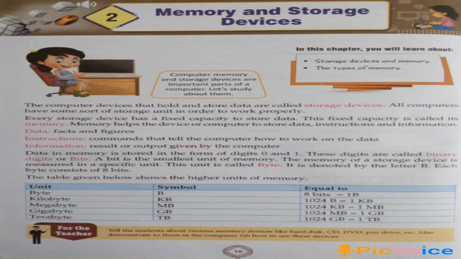The table given below shows the higher units of memory. Unit, symbol, equal to: byte, B, 8 bits; kilobyte, KB, 1024 B equal to 1 KB; megabyte, MB, 1024 KB equal to 1 MB; gigabyte, GB, 1024 MB equal to 1 GB; terabyte, TB, 1024 GB equal to 1 TB.